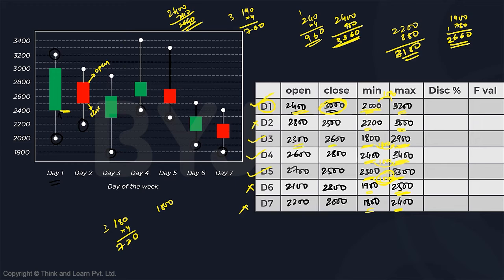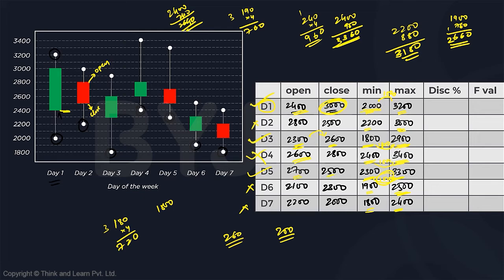2300 and 2600, will this be counted? Now what is 10% of 2300? 10% of 2300 is 230, but this difference is more than 10% because the difference is 300. So D3 will also be counted. Here this will not be counted now. Why will D4 not be counted? Because from 2600 to 2800, the difference is 200, but 10% of 2600 is 260. So you want the difference to be at least 260. It is not here. So day 4 is not counted.